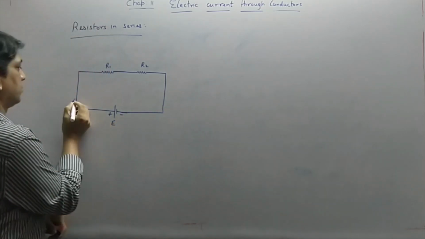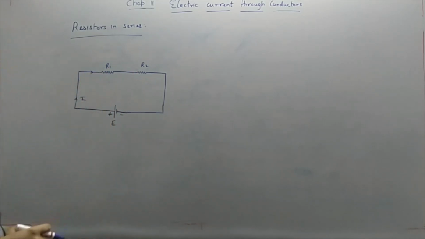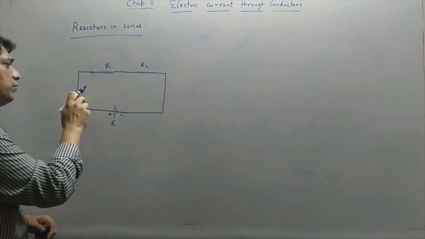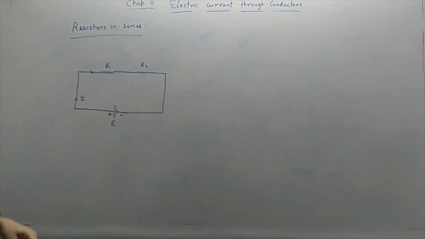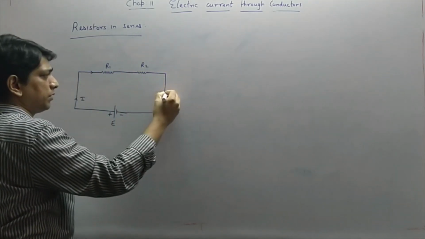Current will flow through both the resistors. How is the current going to flow? Is it the same current flowing through the resistors? Always in series, whenever resistors are in series, the current flowing through them will be the same. So the current flowing through both the resistors will be the same.